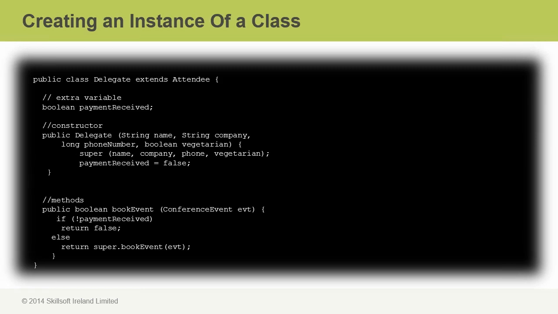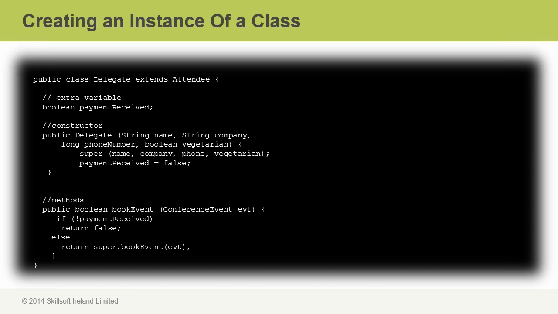So now if we think about a delegate, a delegate is somebody that's coming to the conference versus, say, a presenter, who is showing up and going to be presenting at the conference. So delegate extends attendee. So a delegate is a type of attendee. And we're adding an extra variable here, a Boolean value for payment received. We're also including a constructor, which accepts the name, the company, the phone number, and whether or not they're vegetarian.